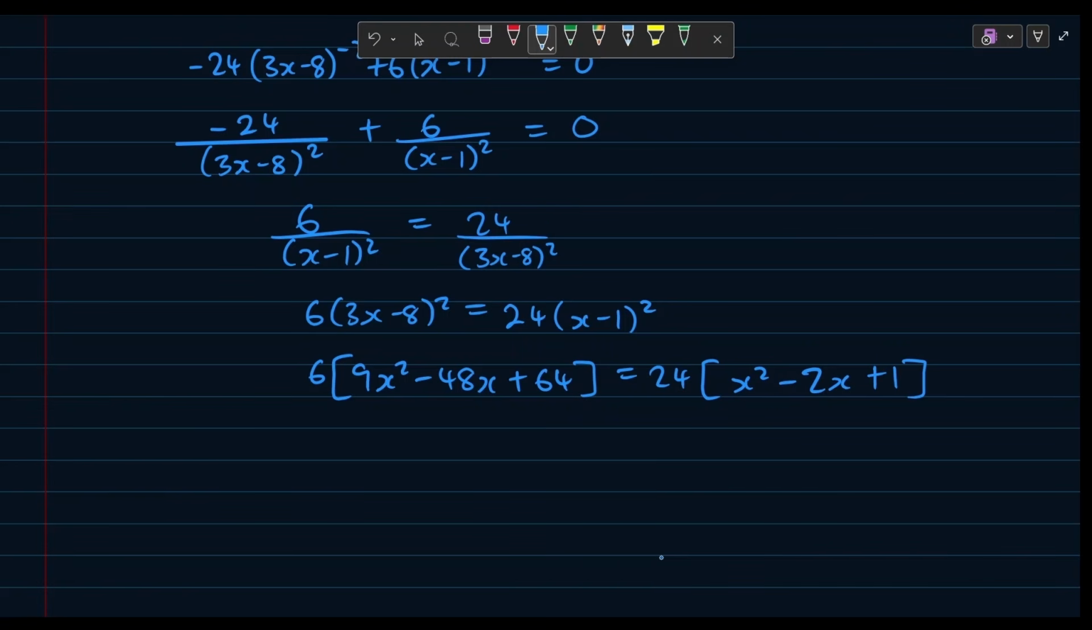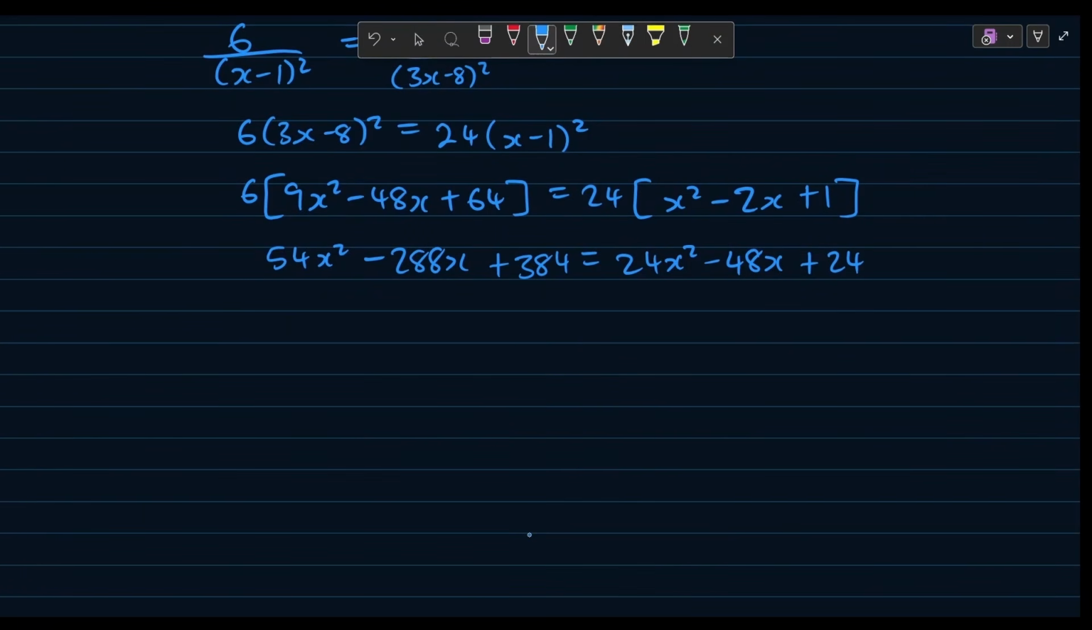And now multiply. So 6 times 9x squared, that's 54x squared. 6 times -48x, that is -288x. And then 64 times 6, that's 384. This is equal to 24 times x squared, so 24x squared. 24 times -2x, -48x. 24 times 1, plus 24.